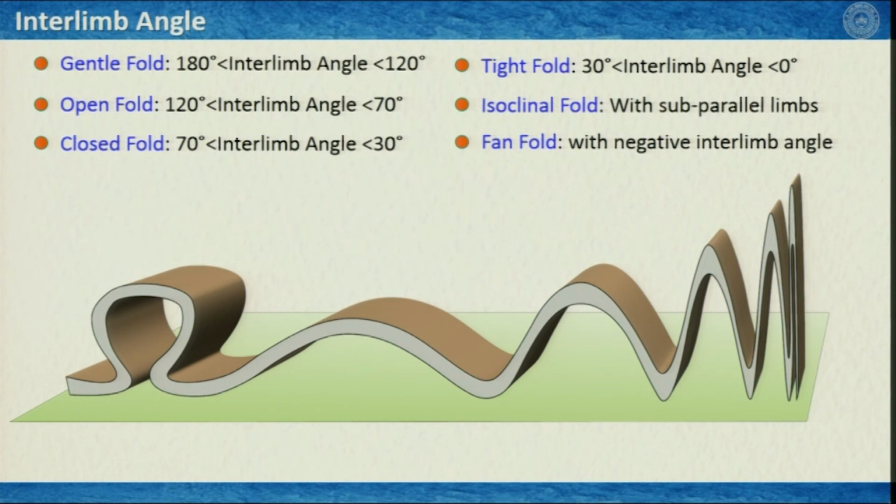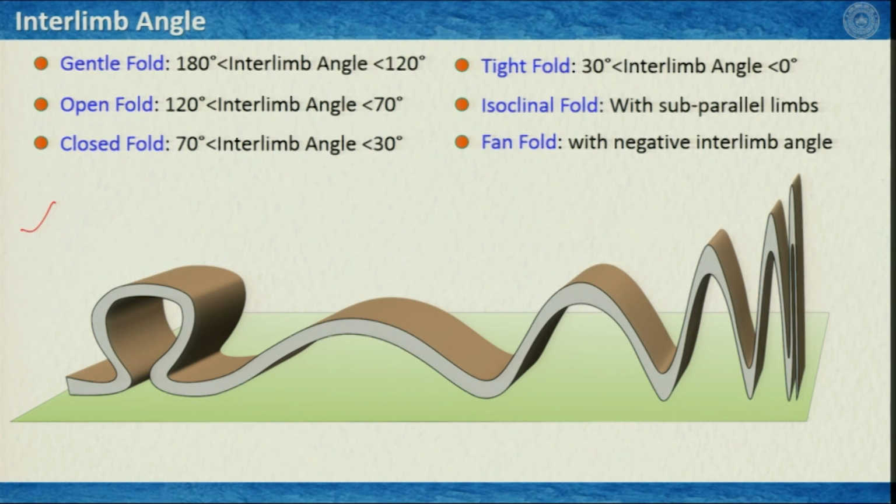The isoclinal fold is where you cannot define an interlimb angle, that means the two limbs are subparallel to each other. And then a fan fold is something where we have a negative interlimb angle. So, this is an illustration. You hardly see this kind of folds in a single layer, but I have drawn this to accommodate all these classified folds under interlimb angle.